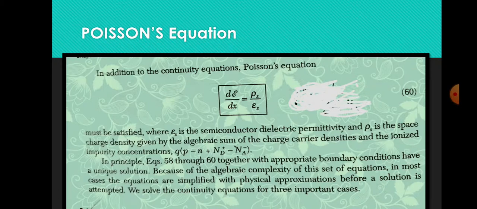If we apply boundary conditions, we have a unique solution. Because of the algebraic complexity of the set of equations, in most cases the equations are simplified with physical approximation before a solution is attempted. So we solve the continuity equation for three important cases. The first one is steady state injection from one side.